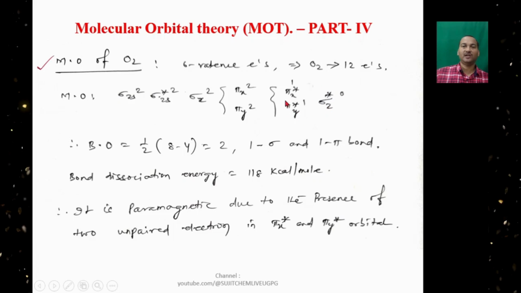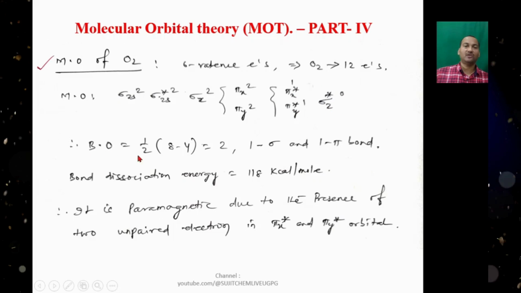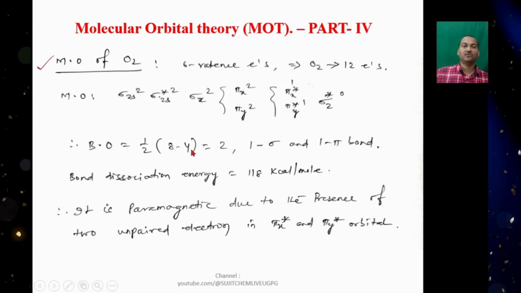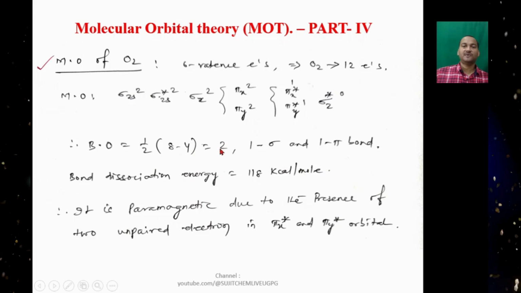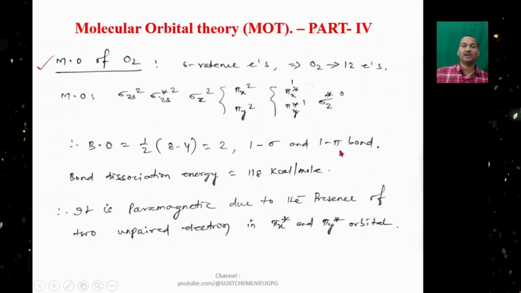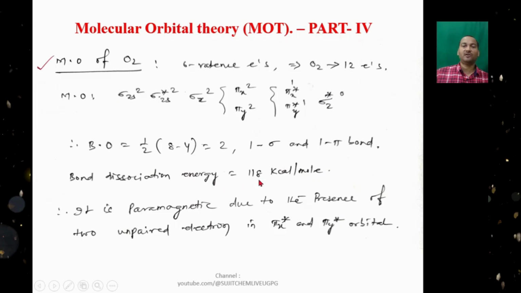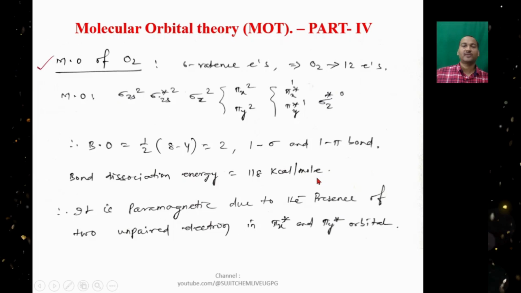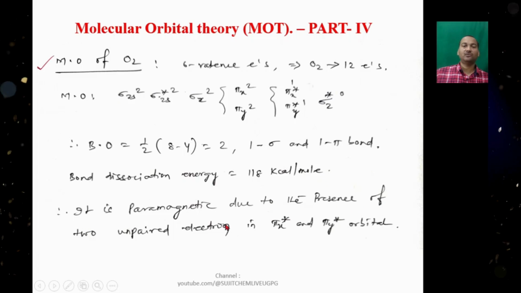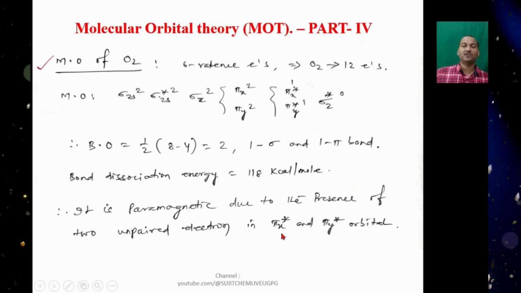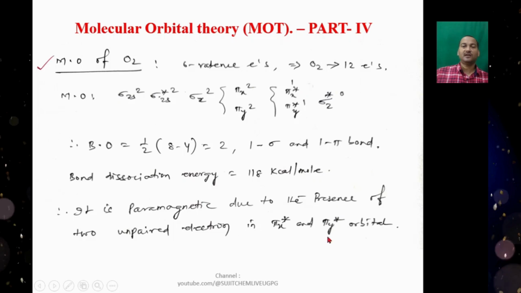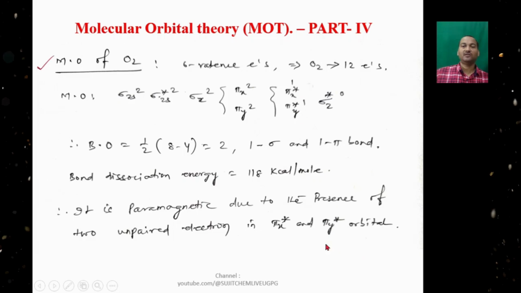So these are antibonding MOs. So bond order will be 1 by 2 into 8 minus 4, that is found to be 2. So 1 sigma bond and another is pi bond. And bond dissociation energy is found to be 118 kilocalorie per mole. And it is paramagnetic due to the presence of 2 unpaired electrons in the pi x star and pi y star antibonding orbital.